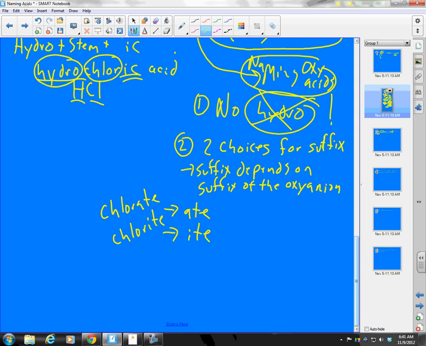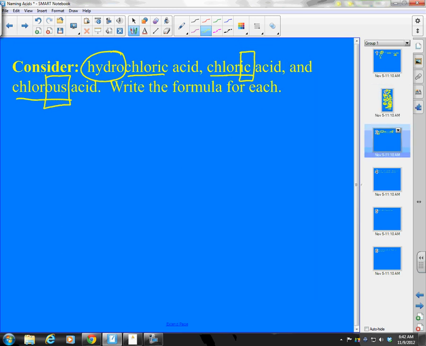right? So if my anion ends in ate, then my acid ends in ic. If my suffix on my oxyanion ends in ite, then my acid ends in us. All right? So that's all there is. So we'll take a stem and add a suffix. And the suffix is either ic or us.